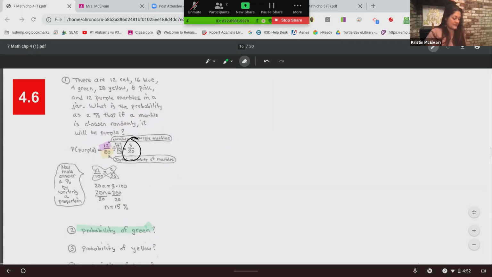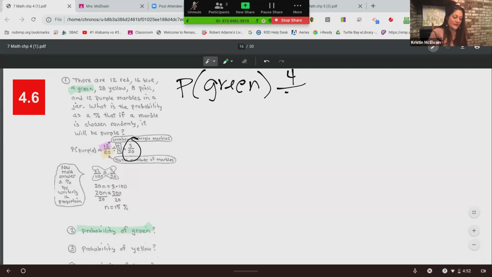All right, and we need to leave that to see what our numbers are. So for green, where is our green? We have 4 green, so 4 out of 80 are green. The probability of getting green is 4 out of 80. To simplify, both are divisible by 4. 4 goes into 4 one time, and 4 goes into 80 20 times. So the probability of getting green is 1 out of 20.